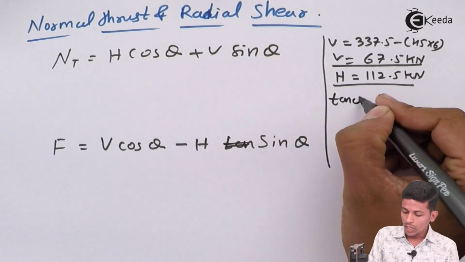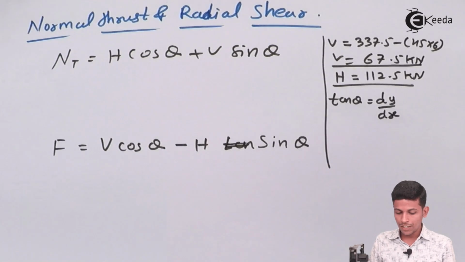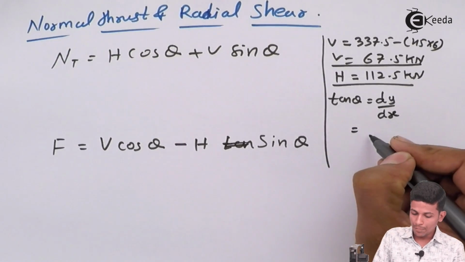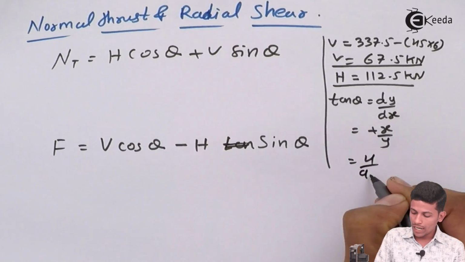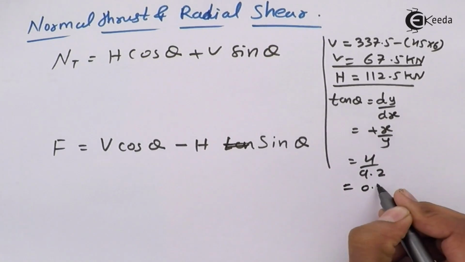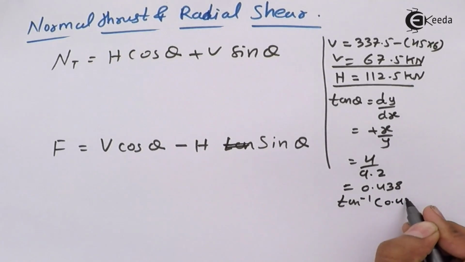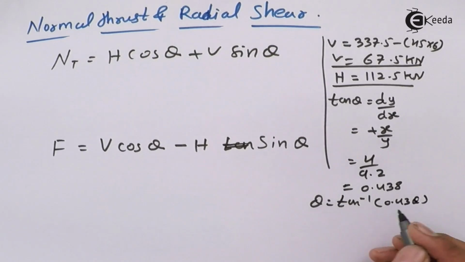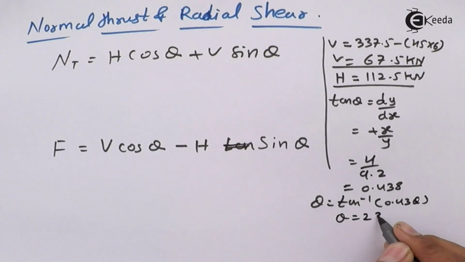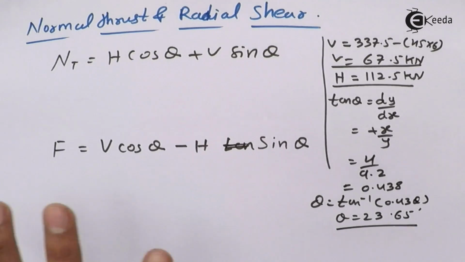Now how to find theta in a circular arch? As you all know, tan theta is equal to dy by dx. Here dy means plus x upon y we have to put over here: 4 upon 9.2, this is equal to 0.438. Therefore tan inverse of 0.438, so theta will be 23.65 degree over here. Okay, please listen. In a circular arch you have to use x upon y to find theta.